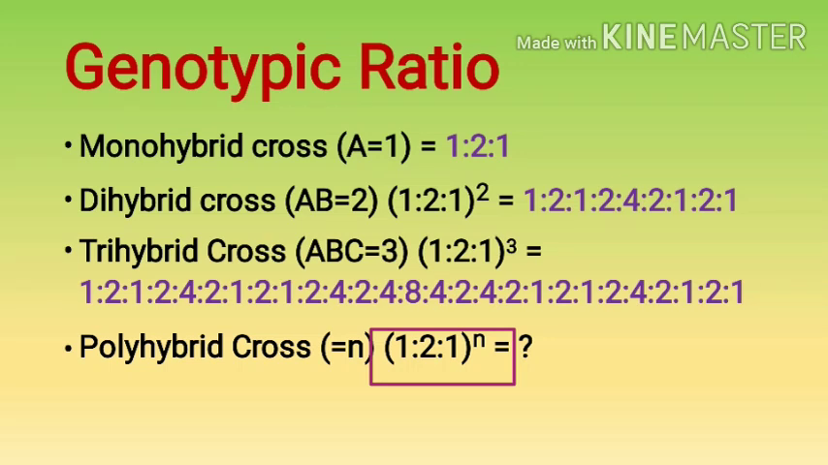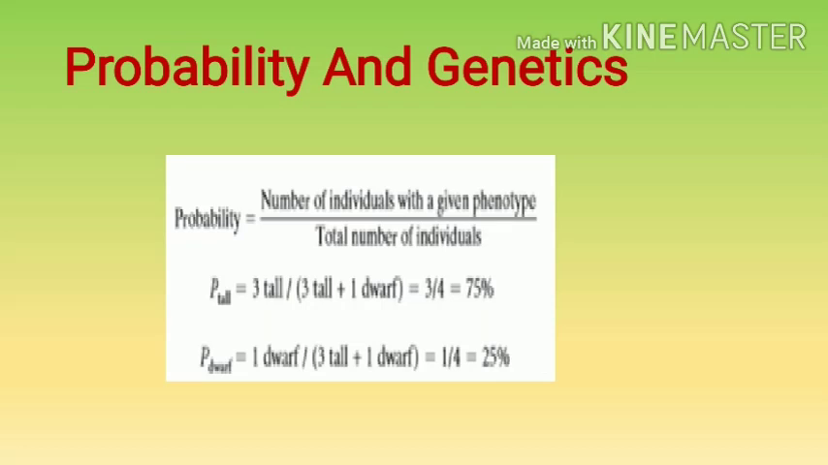Then if you have some numericals in the exam, where you have to give different genotypic outcomes for different kinds of crosses, you don't have to remember all of that. You just have to implement this simple formula and you will get your outcome easily. Now we will move forward towards probability and genetics.